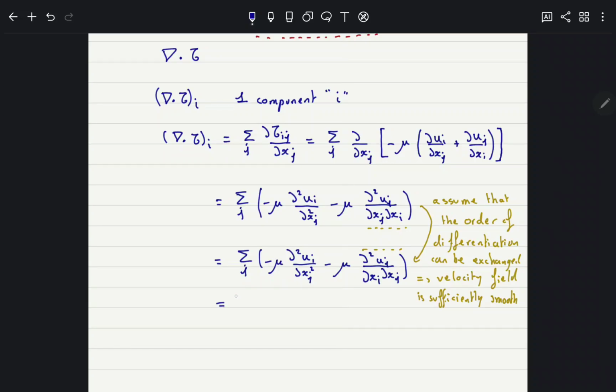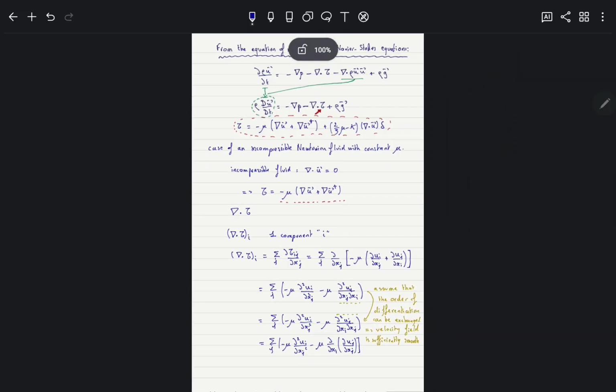So that gives us this. That gives us the sum over j of the negative of the viscosity, and here we have the second order partial derivative of ui with respect to xj, minus mu, and the partial derivative with respect to xi of the partial derivative of uj with respect to xj. Okay.